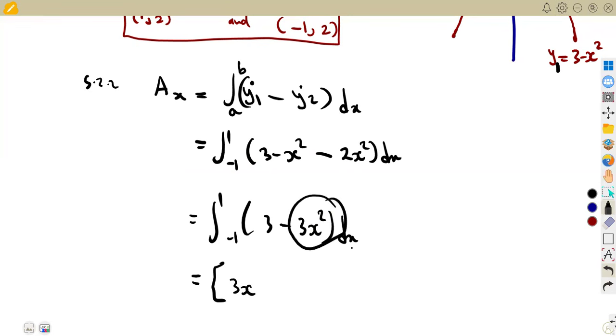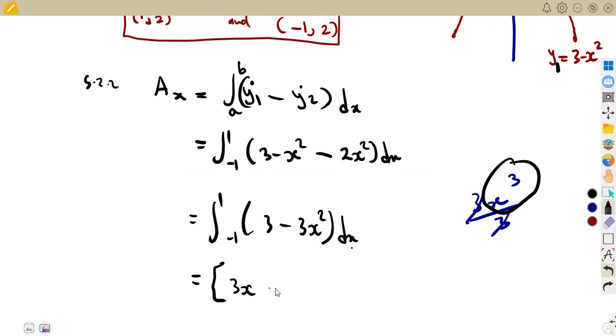Then if we integrate 3x squared, we add 1 on the exponent. So it was supposed to be 3x to the exponent of 3 over 3. Definitely this and this will cancel. We remain with x to the exponent of 3, with our limits 1 and -1 as we are given.